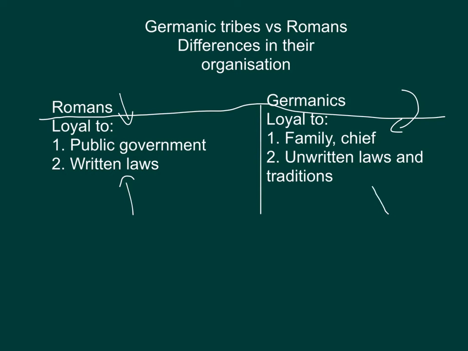The other thing that they were loyal to and followed were their unwritten laws and their traditions. Hopefully you should be able to explain now why they had unwritten laws or unwritten rules. So think about it. Why is it that the Germanics have unwritten rules or laws? The answer is, in case you don't know, that they were illiterate. This means that you cannot read or write.